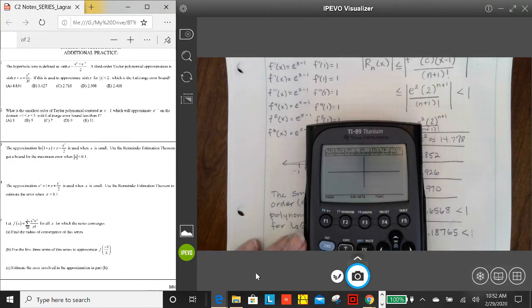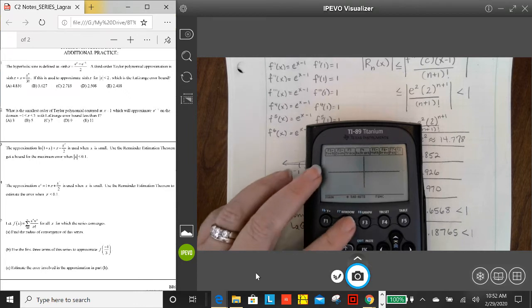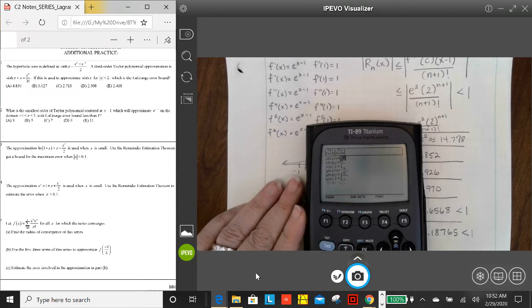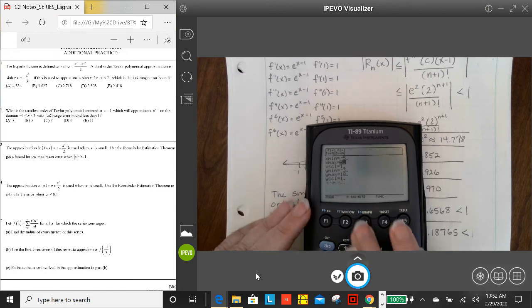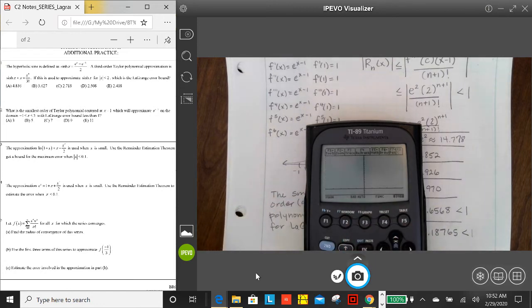Oops. Let's see, diamond window. What did I do? Haha, I got to make it -5. That helps. All right, so what am I graphing? I'm graphing the Lagrange error. If it will graph. Ooh, we don't see it at all, do we? That's a bummer. I wonder why it's not graphing. Maybe it doesn't like the factorial in there.